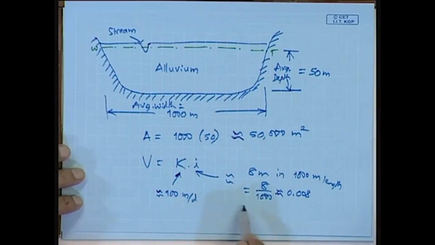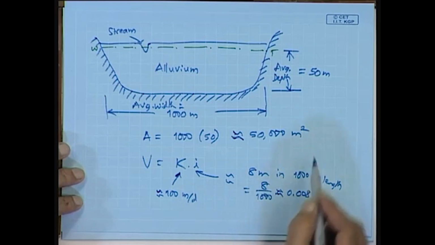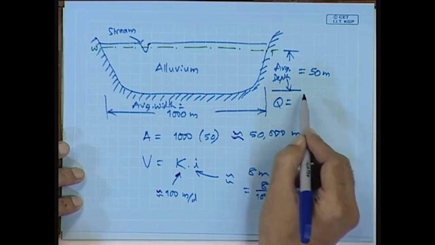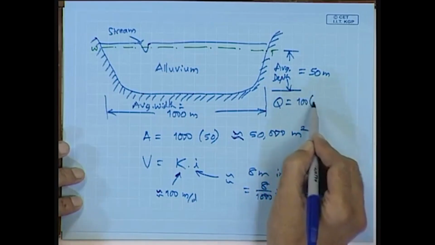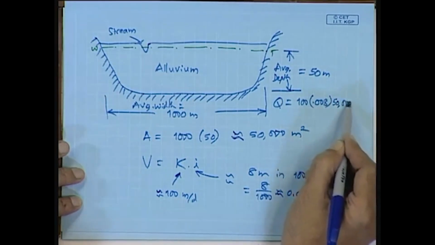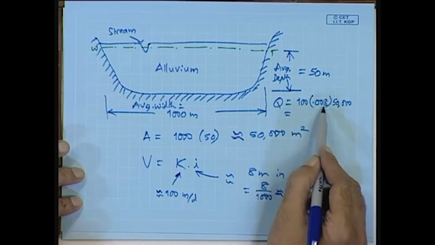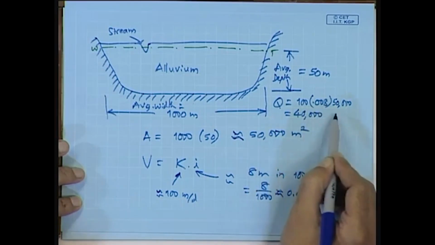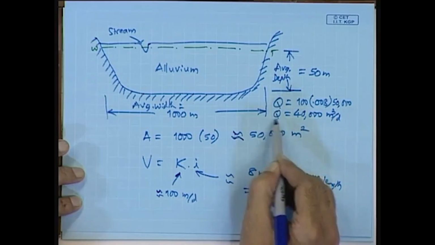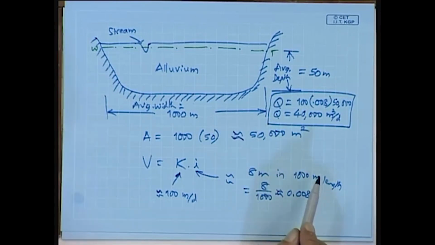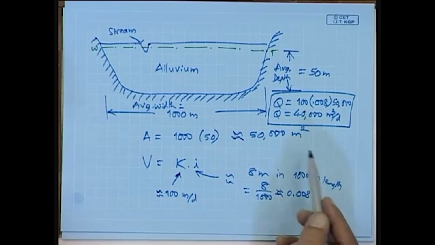So, in that case, now we can write down Q is equal to 100 into 0.008 into 50,000. So, this will be 50,000 into 0.8. So, this is of the order of say 40,000 meter cube per day. So, this is our estimated value of groundwater flow. This is just to give an idea.